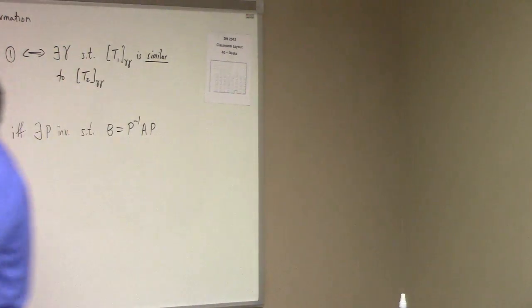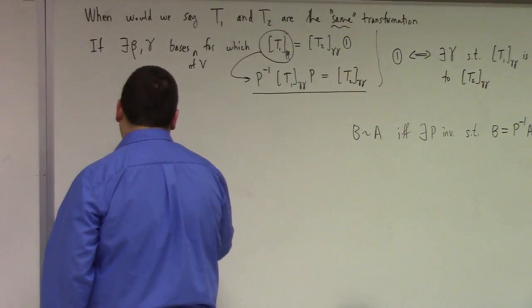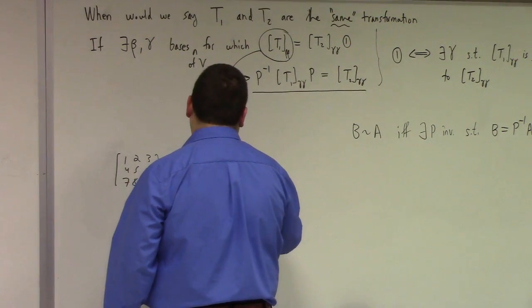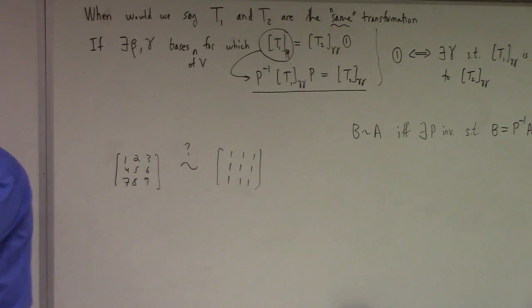For example, 1, 2, 3, 4, 5, 6, 7, 8, 9, and 1, 1, 1, 1, 1, 1, 1, 1, 1. Are these similar? How do you know that there doesn't exist a P such that P inverse of the one times P on the other side gives you the other? How do you know that? I mean, you're right, but why?